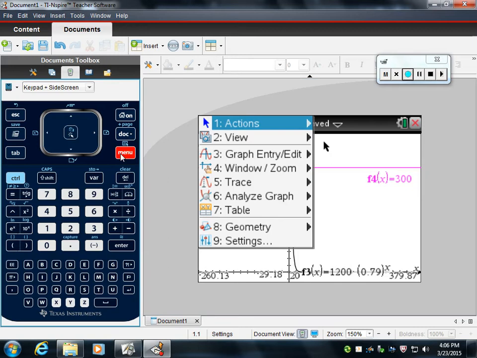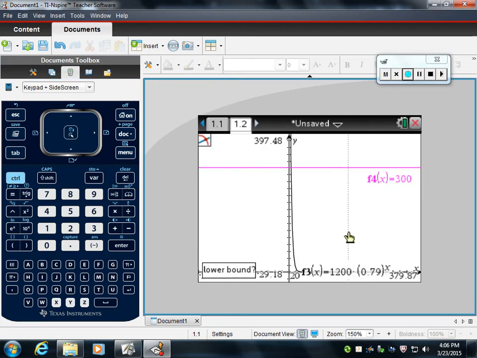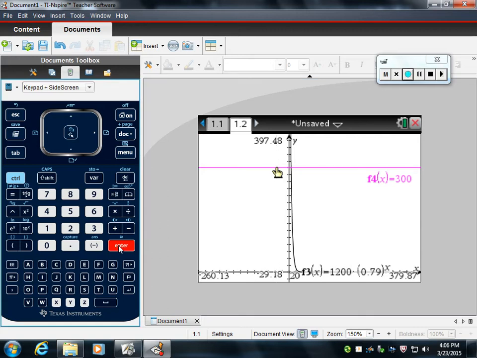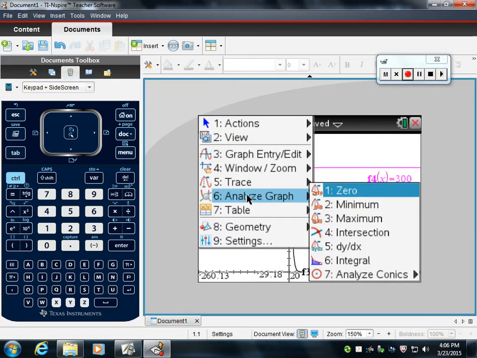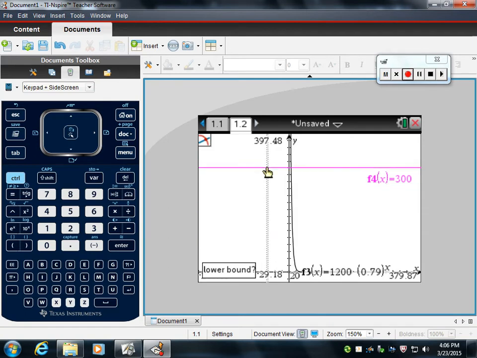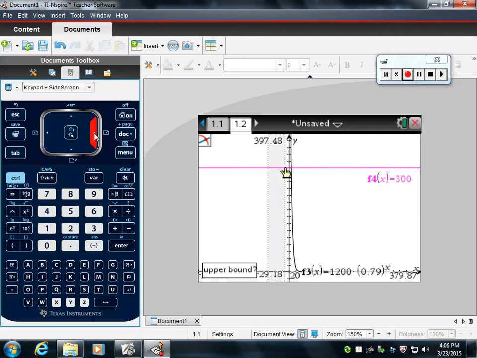So we got analyze graph, intersection, left. Oh, let's try that again. And then move it right till it says intersection. Okay, so we're looking at 5.88 years. And I typically don't round my years because that's a partial year and we can have that. That makes sense to us.